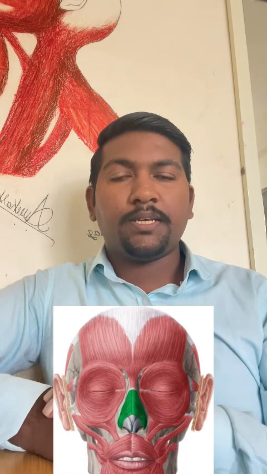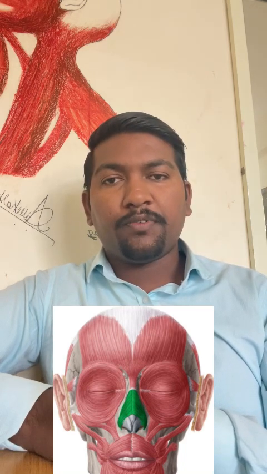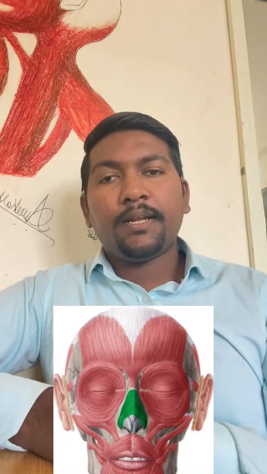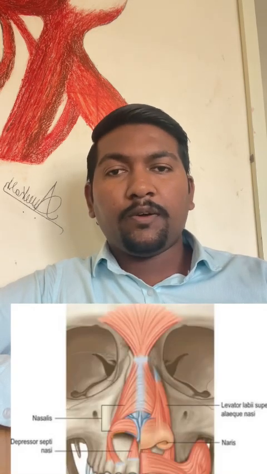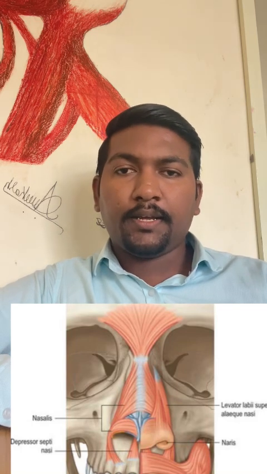Now coming to the nasalis muscle or compressor nares muscle. It has two parts, one transverse part and another alar part. The transverse part originates from the superior lateral to the incisive fossa, and the fibers run upwards and medialward and insert into the aponeurosis between the two nasal bones, which crosses the bridge of the nose. The alar part originates from the superior lateral to the incisive fossa and inserts into the greater alar cartilage.